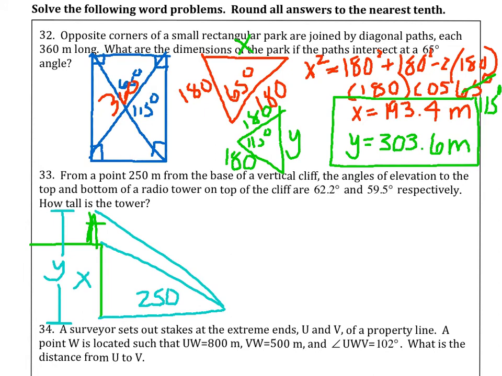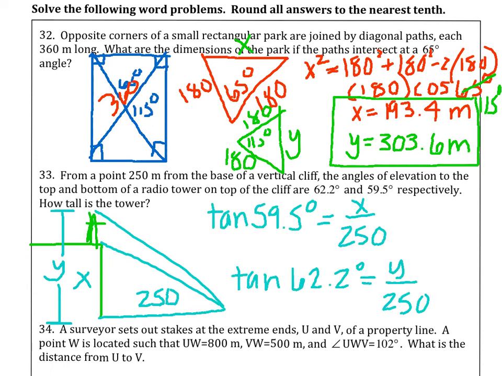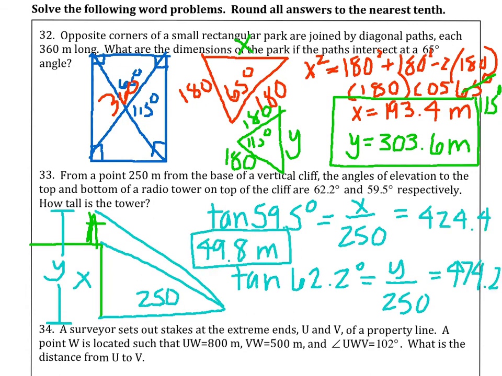So when I draw this out, it's really little, so it's tough for me to draw these, but I know this angle is going to be 59.5 and this is going to be 62.2. I labeled X and Y, and it looks like to find the height of the tower, I'm going to have to find this height and subtract this height. So I'm dealing with adjacent and opposite, so I'm going to be using tangent here. So these would be the two different trig functions that I'm going to be using, and once I find those answers, all I'm going to do is subtract. So I end up getting 49.8 meters.